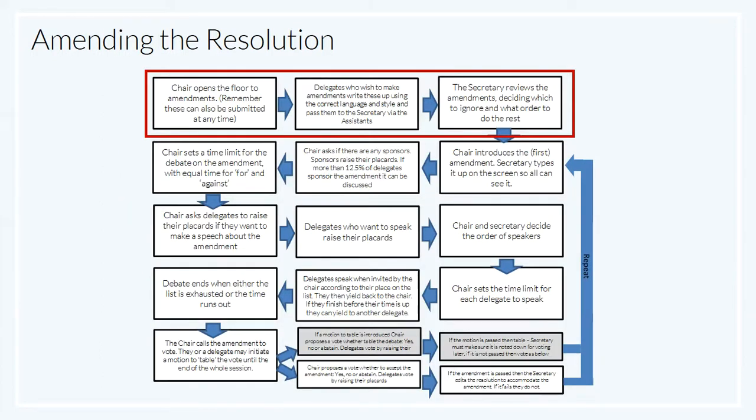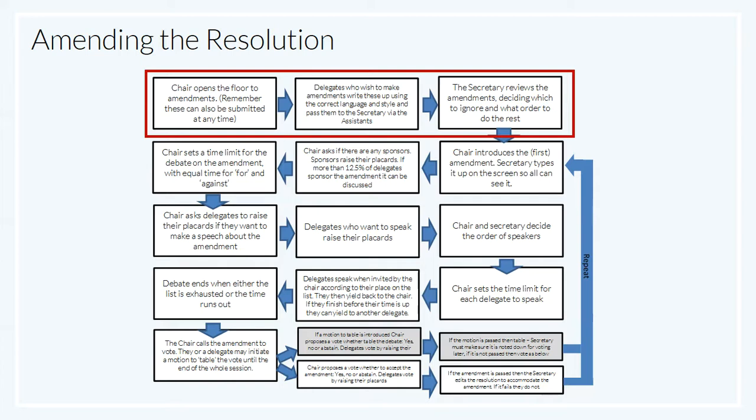Now the same is true for the majority of what you'll be doing, which is the resolution. What happens is the chair says we are going to have amendments. If you wish to make an amendment, you have to write it up using the correct language, legibly, in a way that the secretary can read and understand and make sense of where you want changes and how. If that is not clear, they'll just reject it, so you need to do it properly.